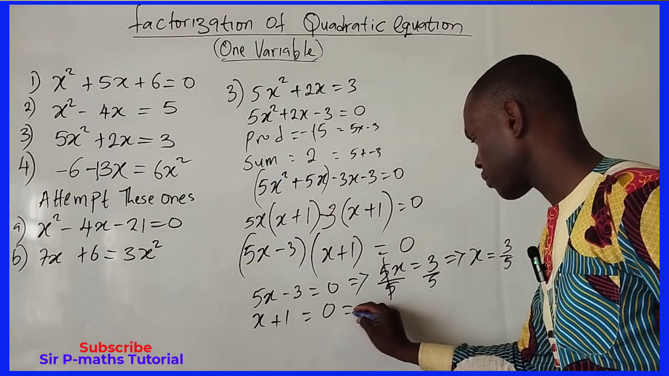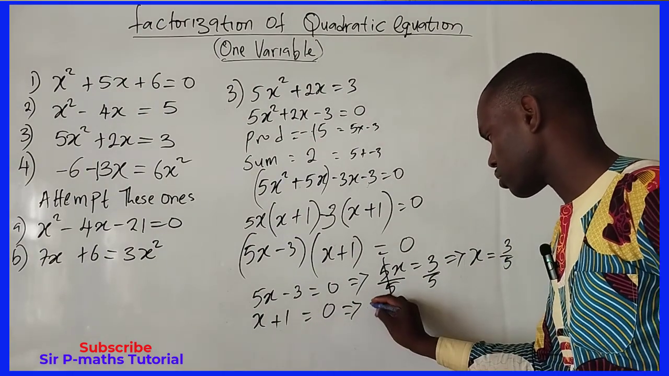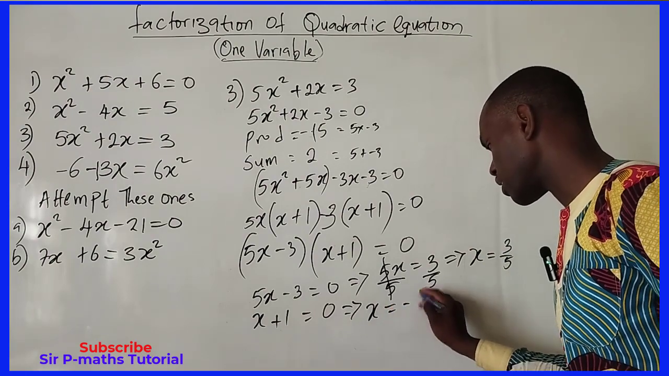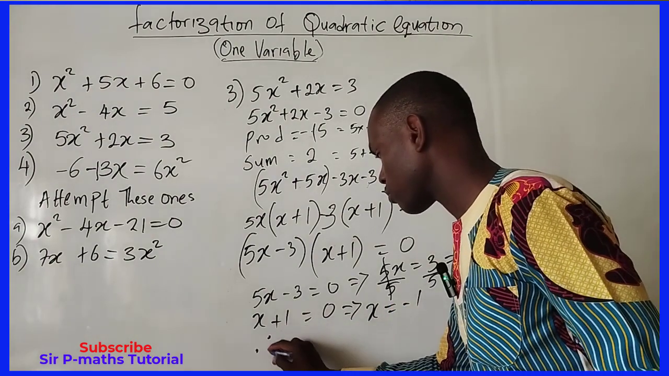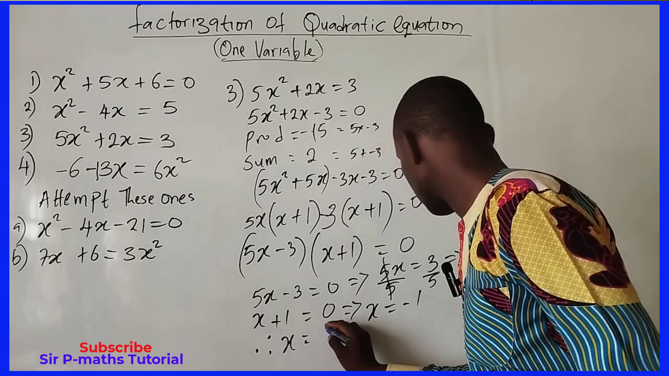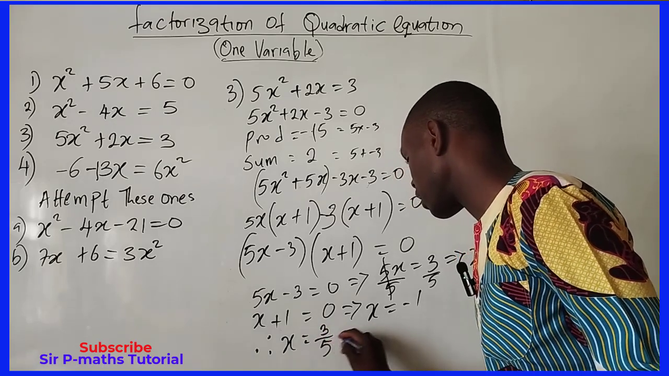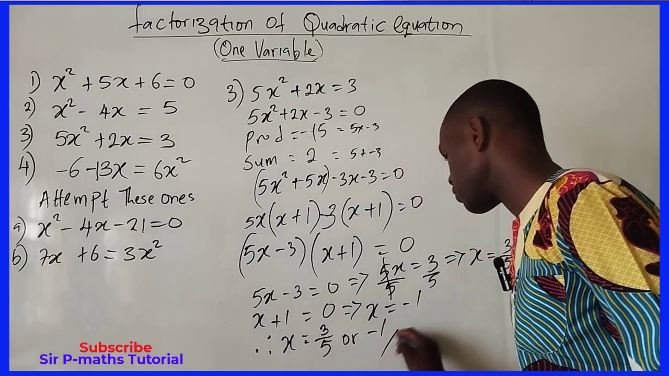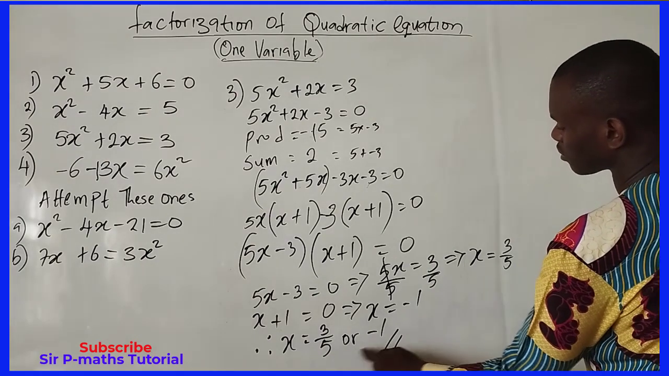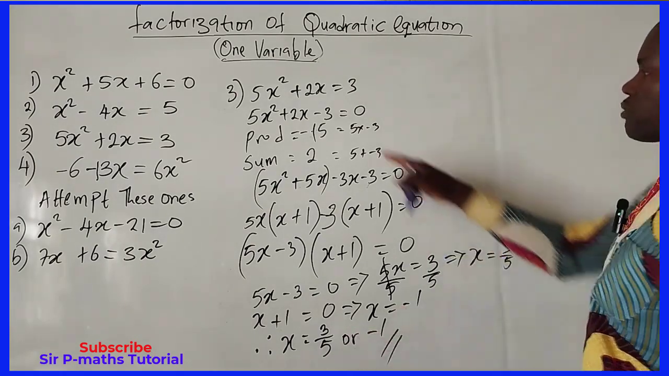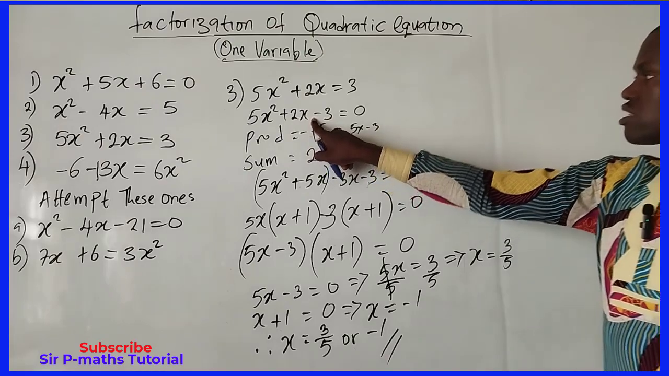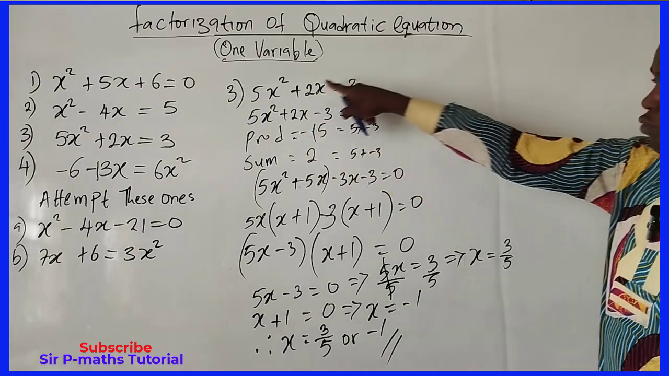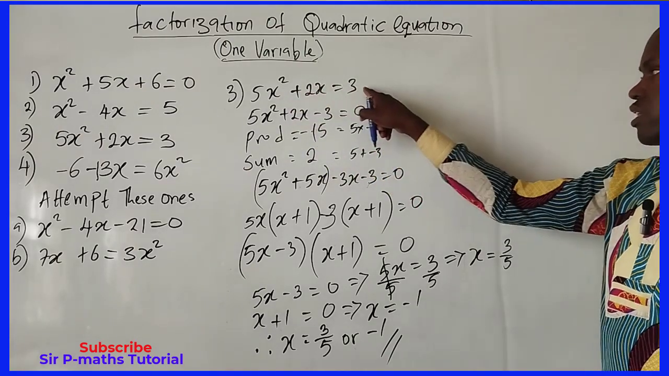Then for here, carry 1 across. I will have x to be equal to negative 1. Therefore, my x is either 3 over 5 or a negative 1. You can try inserting these two numbers one at a time into this equation and see if you will get 0, or you put it here and see if you will get 3.